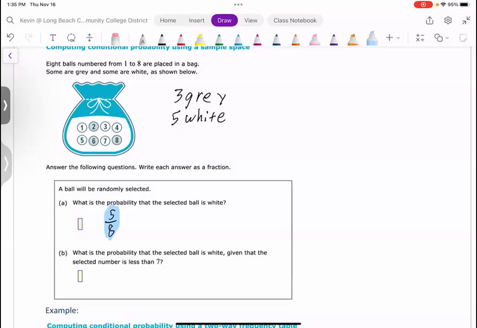However, part B is a little bit different. It says, what is the probability that the selected ball is white given that the selected number is less than 7? So this is saying, find the probability that it's white given that it's a number less than 7. Well, if we write out the numbers, 1, 2, 3, 4, 5, 6, 7, 8, how many are less than 7? There are 6 numbers less than 7. And that's the given. So that is our new denominator.